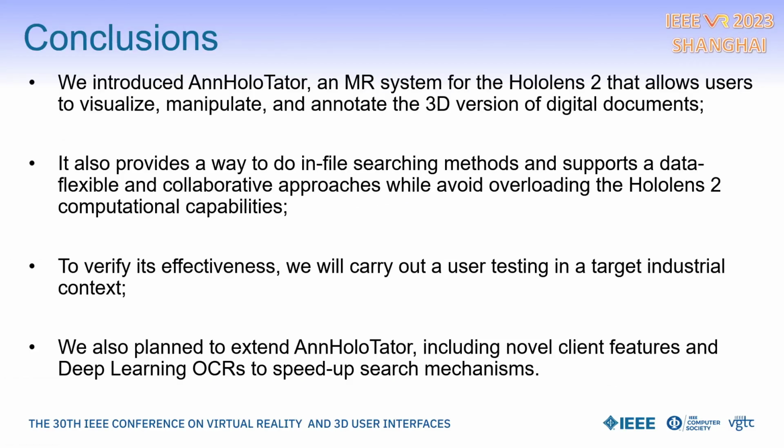So, in our work, we introduced AnnHoloTator, a mixed reality system for the HoloLens 2 that allows users to visualize, manipulate, and annotate the 3D version of digital documents. It also provides in-file searching methods and supports data-flexible and collaborative approaches while avoiding overloading the HoloLens 2 computational capabilities. To verify its effectiveness, we will carry out a user test in a target industrial context. We also plan to extend AnnHoloTator, including novel client features and deep learning OCRs to speed up search mechanisms.